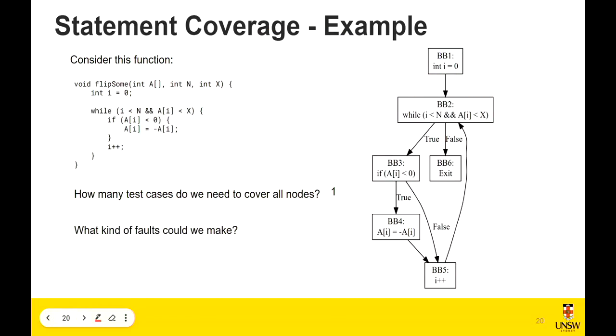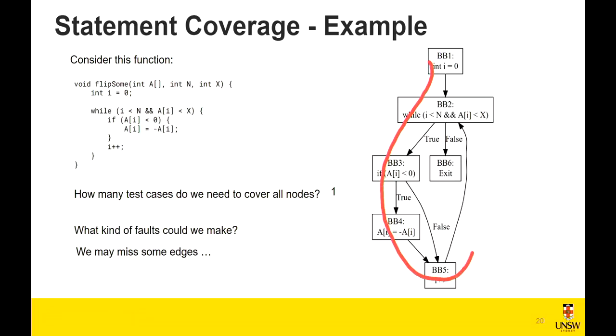So what kind of faults could we make if we only do statement testing? Actually, we may miss some edges. In the test case we have just generated, we can cover all the edges I have painted here, but we have missed one edge here. That is the false for AI smaller than 0.